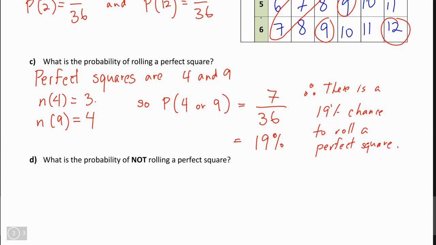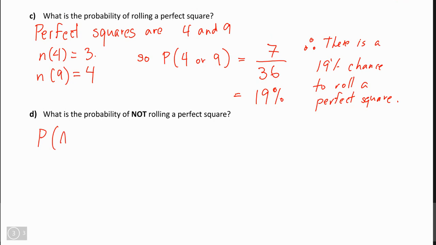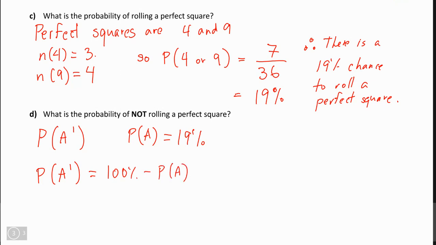Okay. Part D, what is the probability of not rolling a perfect square? So what I want is the complement, P of A prime. We already know that P of A, the probability of rolling my event, 4 or 9, is equal to 19%. So P of A prime, if you follow the formula for the complement, is 100% minus the probability of A. So 100 minus 19, which is 81%.